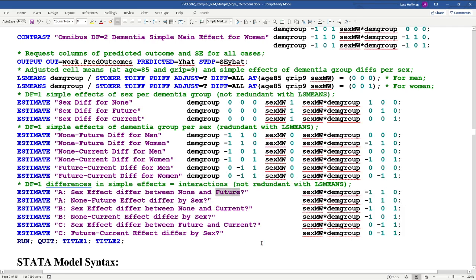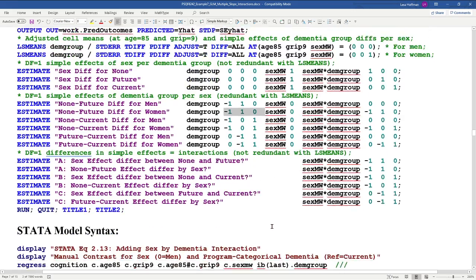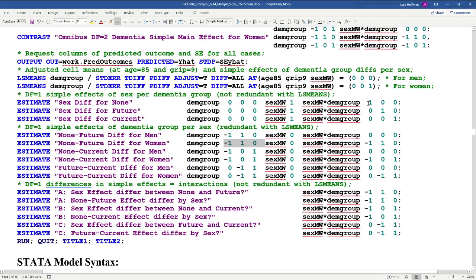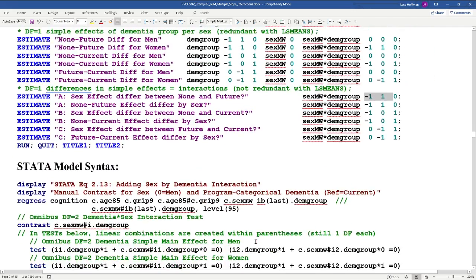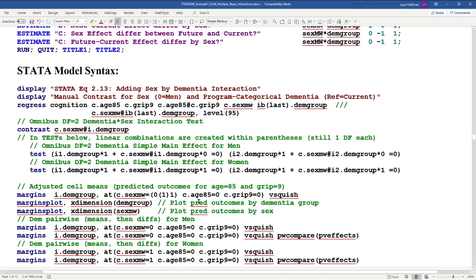But key to understanding this code is understanding that by each of these variables here, you're telling it what to do with each group at all times. Turn it on, turn it off, or ignore it. So 1 means turn it on, 0 means ignore it, and a combination of -1 and 1 means compare it. In Stata, it is the same except for this IB last that controls what the reference group is. I'm changing it so that the output matches SAS.